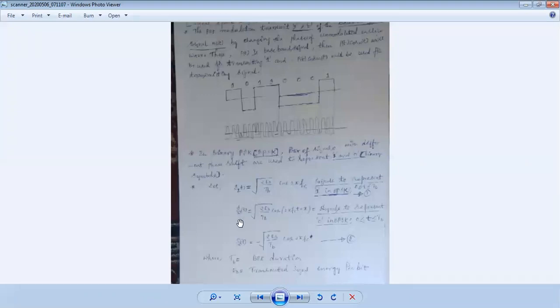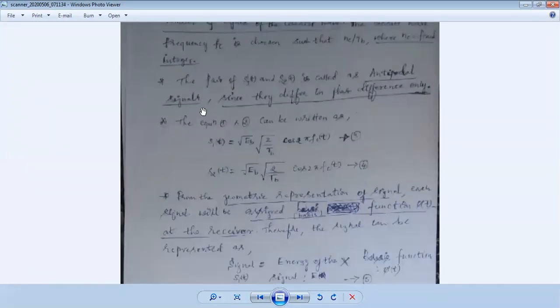This is the one: S1 of t and S2 of t represent the binary information, modulating the carrier wave through the transition from one to the other. TB is the bit duration, which tells the time taken to transmit the bit from one point to another. Similarly, in this case, look back here. These two, S1 and S2, we call antipodal signals, since they differ only in the phase difference.